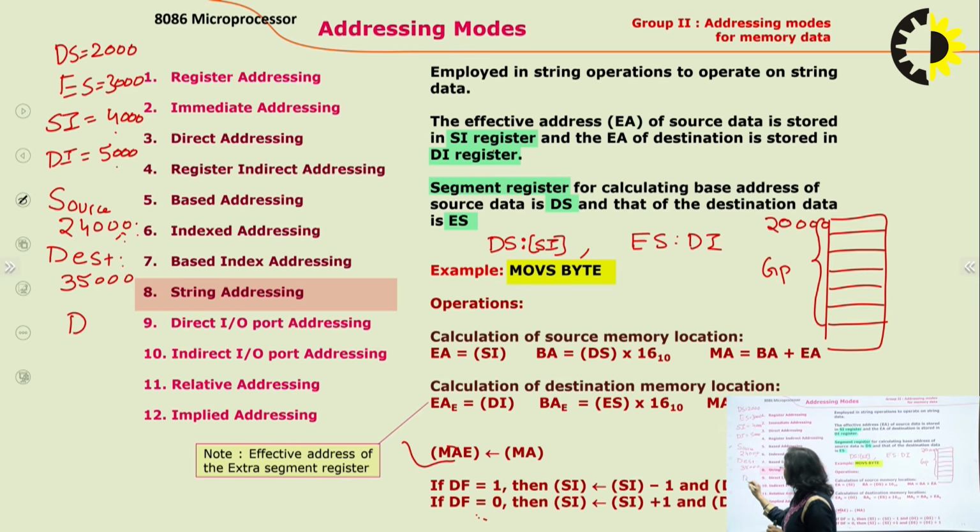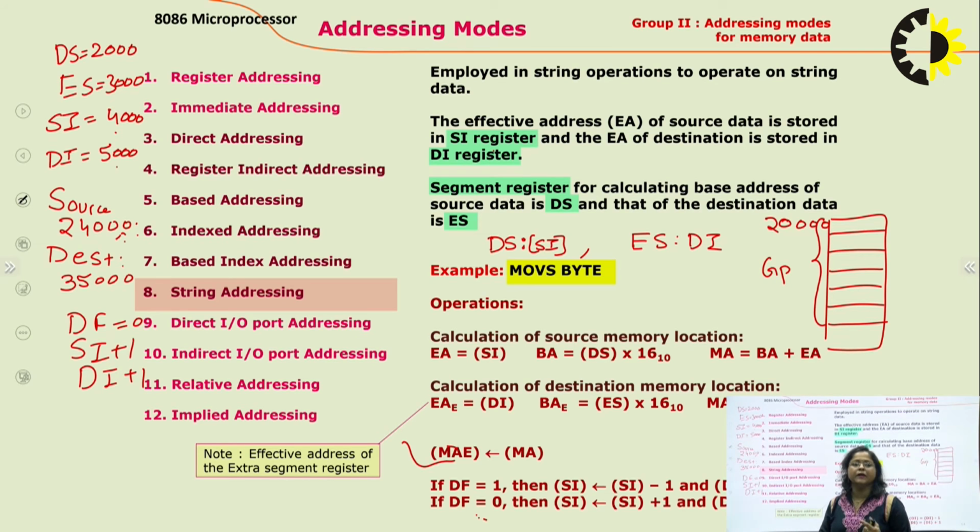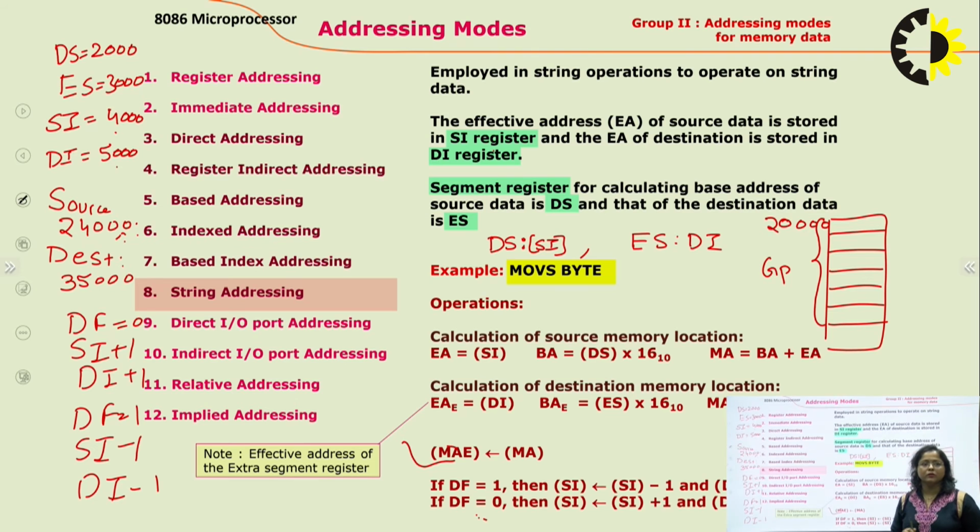If direction flag is 0, this address will be automatically incremented. That is SI plus 1 and DI plus 1 for byte operation, SI plus 2 and DI plus 2 for word operation. Similarly, if direction flag is 1, this address will be auto decremented. That is SI minus 1 is equal to next SI and DI minus 1 will be next DI. So hope this calculation is clear to all of you, that how effective address will be converted to physical address.